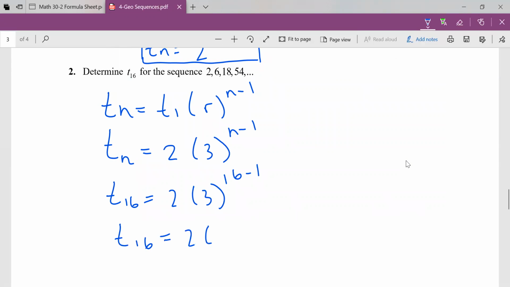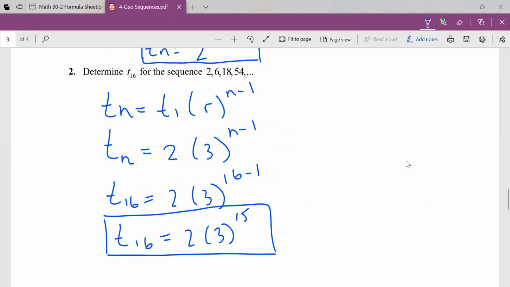And so I'm going to get 2 times 3 to the power of 15. And this is going to be a massive, massive number. I'm just going to stop right there. There it is. Okay, so one of the things you're going to notice with geometric sequences is you're going to get potentially really large numbers because they're growing so quickly.